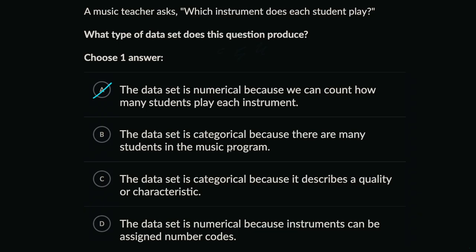No, that's not the reason it's categorical. The reason it's categorical is because it describes, in this case, C, a quality or a characteristic. I like that one. And then last, we know it's not numerical, and it's not numerical for sure because the instruments can be assigned number codes. That still puts it in categories. You aren't quantifying. In this situation, it is a quality or a characteristic. We're not measuring how much of something. We're not quantifying something. So that's why we like choice C.